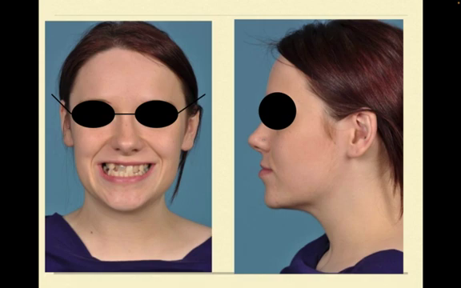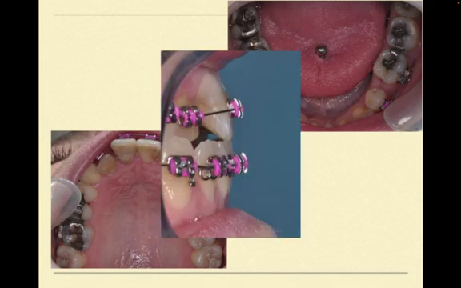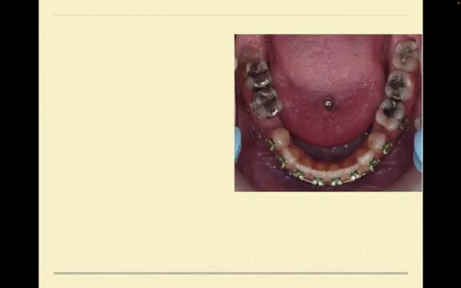Another case in which you can see that the patient has a class 3 relationship, retrognathic maxilla, and also what is important is that she has a missing lower right 5. So what we did is we extracted the 5 on the opposite side. So we only extracted 2 units and then class 3 correction.